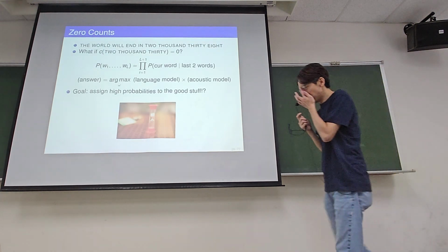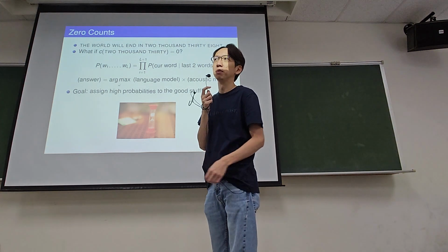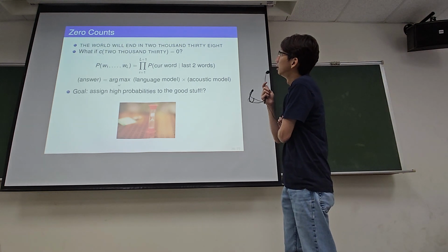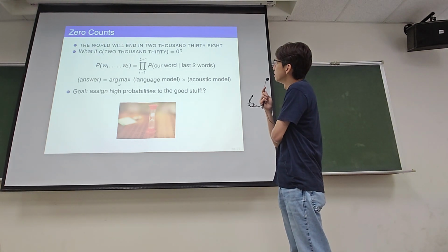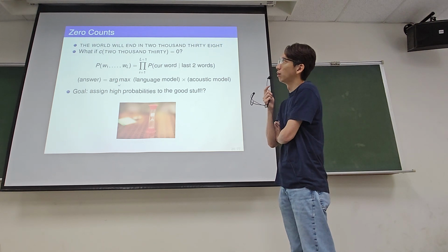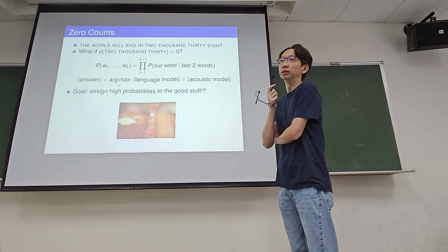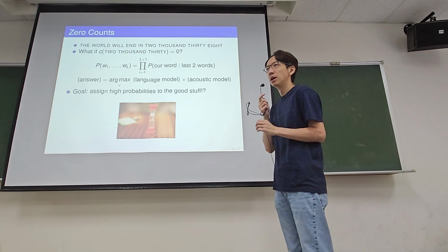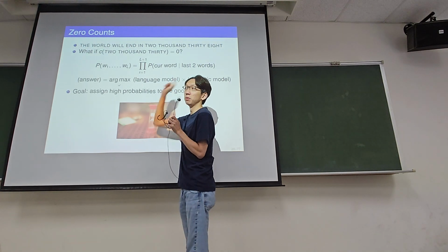Okay, now as we know, things never go so smoothly. There is always a problem when we think about this kind of issue. So the problem is this. Think about this sentence: the world will end in 2038. What if the count of 2038 equals 0? As long as any one of these trigram counts is 0, then this sentence's probability will become 0.